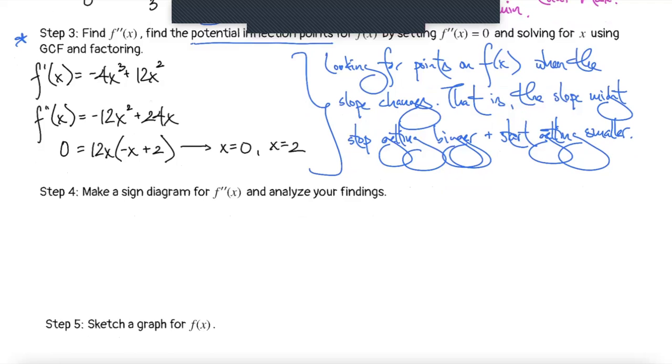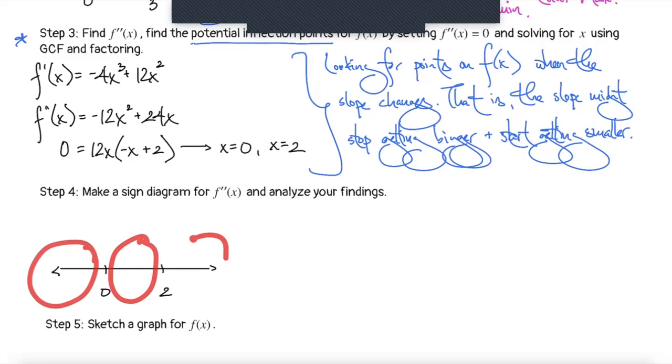So we're going to grab the numbers we found from step 3. We're going to put those on a number line. We're going to put both numbers on the number line. And we're going to use the same idea that we did for steps 1 and 2. We're going to pick numbers in this interval, in the middle one, in the right-hand interval, and we're going to plug them in to our second derivative. And let's see what we get.